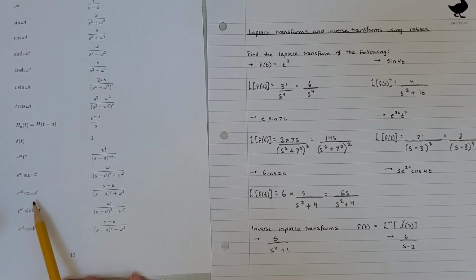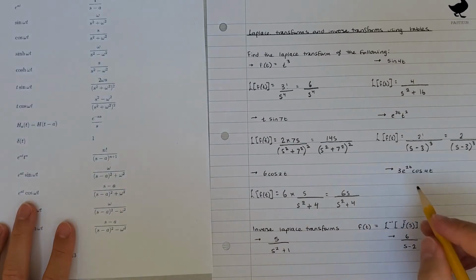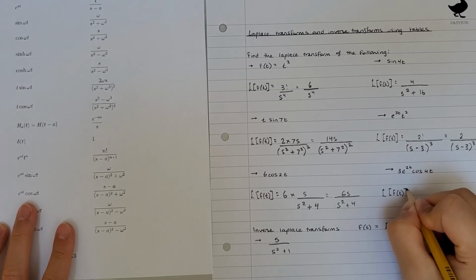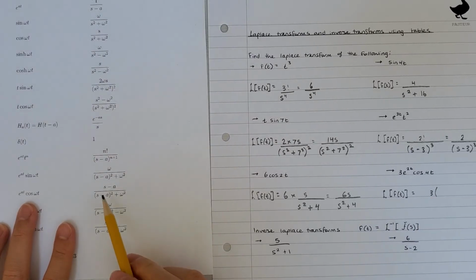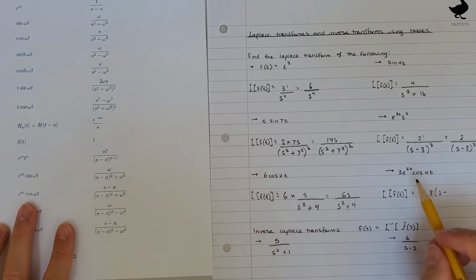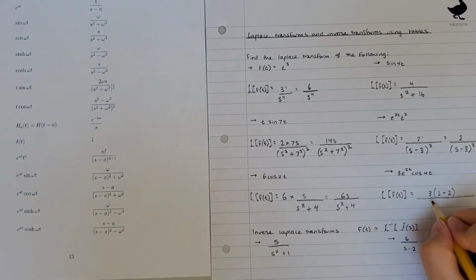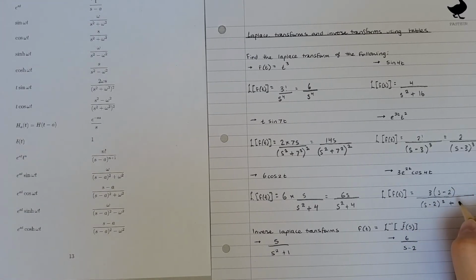For the next one, 3e to the power of 2t cosine 4t, so that would be this one. We have e to the power of at cosine wt, so we can pull 3 out again as we did before. So that would equal 3 close bracket s minus a, where a is 2, and that's all divided by s minus a squared plus w squared, which is 4, so 16.